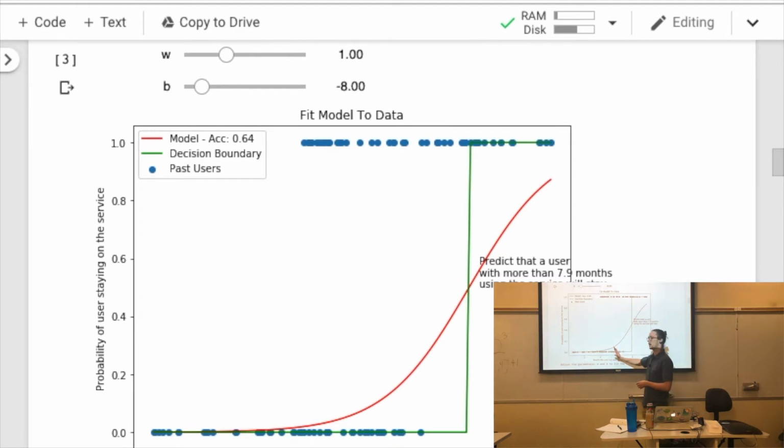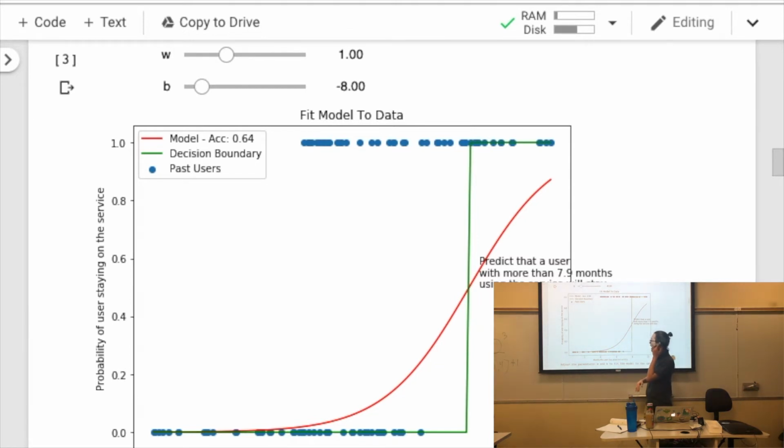But even if we do that, we're going to get some people wrong, right? Because if we say anyone over 6 months will stay on our service, well, according to our past data, we'll get a lot of them right. But all of these points will be wrong, because according to our prediction, these people should have left the service, but they didn't. And we'll also get all of these people wrong, because according to our prediction, these people should have left the service, but they didn't.